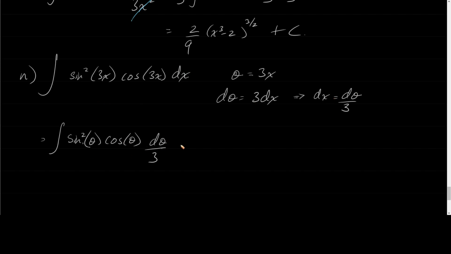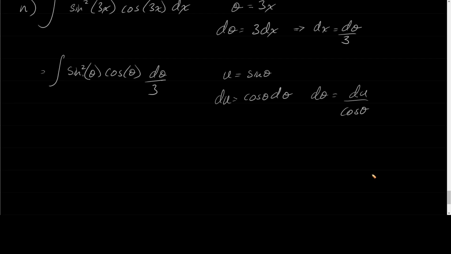Alright, so now, we have here a product of sine and cosine. Because cosine doesn't have the exponent, I'm going to make sine our u. So let's say that u is sine theta. Then du would be cosine theta d theta, so that d theta is du over cosine theta. And at this point, what does this give us?